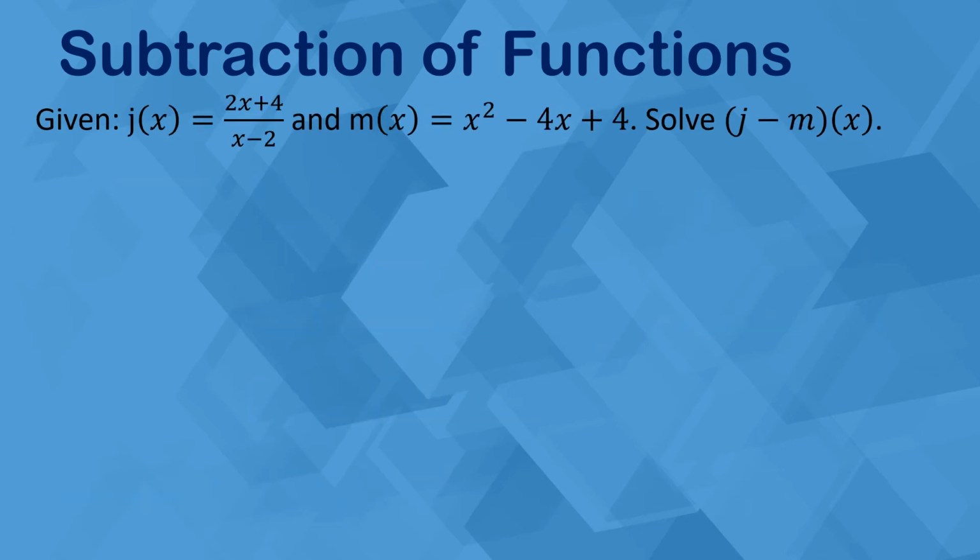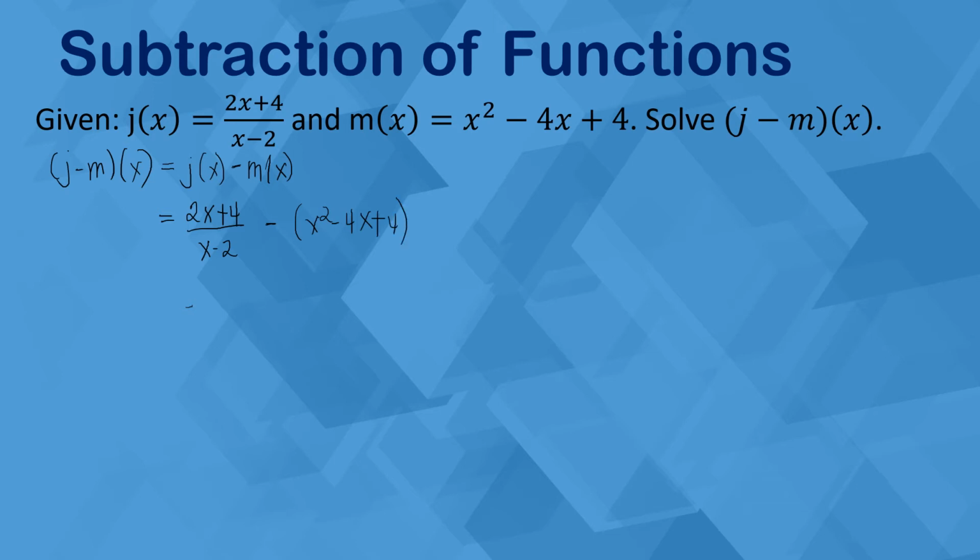Let's have our fifth example under subtraction of functions using the j and m functions. So j of x is equal to 2x plus 4 over x minus 2, and m of x is equal to x squared minus 4x plus 4. So we solve the difference of the two functions. Let's have here j minus m of x, which is equal to j of x minus m of x. We substitute the functions: 2x plus 4 over x minus 2 minus x squared minus 4x plus 4.